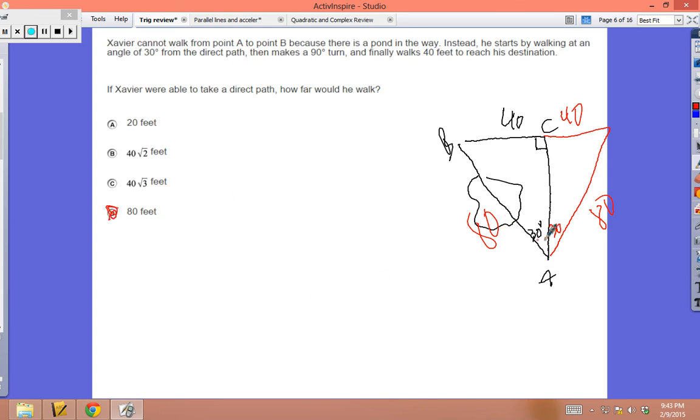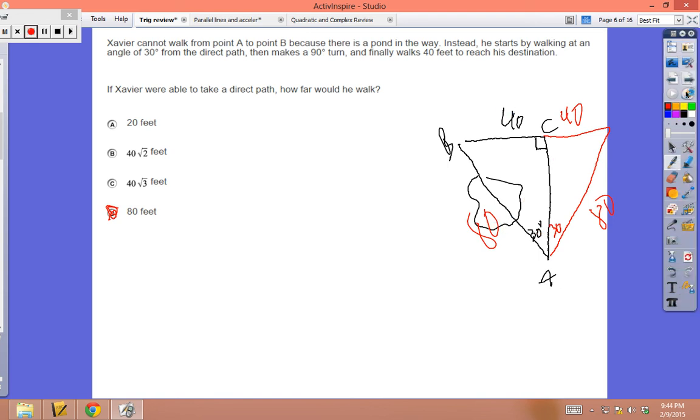Or you could use trig, you'd have to use the sine. Sine of 30 is the opposite over the hypotenuse, and then solve for the hypotenuse.